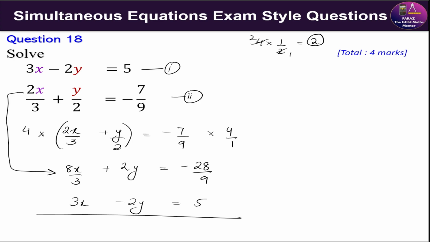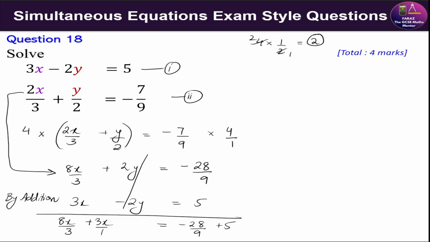Now think about it, do we have to do subtraction or addition? We do subtraction only when the signs are the same, like if it is positive and positive, or if it is negative and negative. But when the signs are different, like plus and negative, you have to do addition. So by addition, plus 2y and minus 2y cancel with each other, and therefore we have 8x over 3 plus 3x equals negative 28 over 9 plus 5.